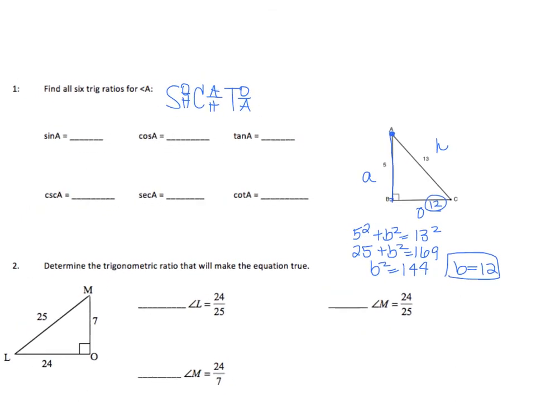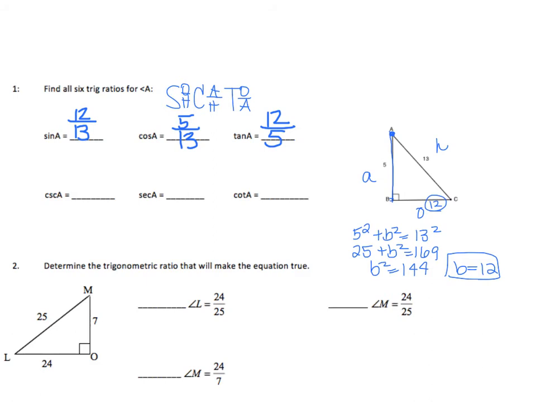So sine of A, so from A, sine is opposite over hypotenuse. So the opposite side of angle A we labeled was 12, and the hypotenuse is 13. And cosine from angle A, cosine is adjacent over hypotenuse, and the adjacent side we labeled as 5, and the hypotenuse we labeled as 13. Tangent we labeled is opposite over adjacent, and opposite was 12, and adjacent was 5.